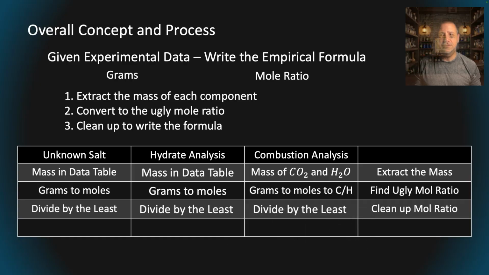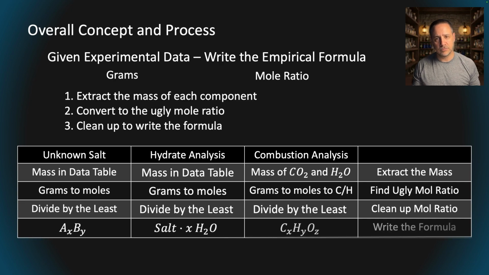For all 3, dividing by the least will clean up the mole ratio. Then, write the formula. The main difference between the 3 question types is the components you're finding. The unknown salt and combustion analyze the mole ratio of the elements, while the hydrate was the mole ratio of the salt to water. If some strange-looking variation of this question shows up this year, just find the mass of the components, convert to the ugly mole ratio, then divide by the least.